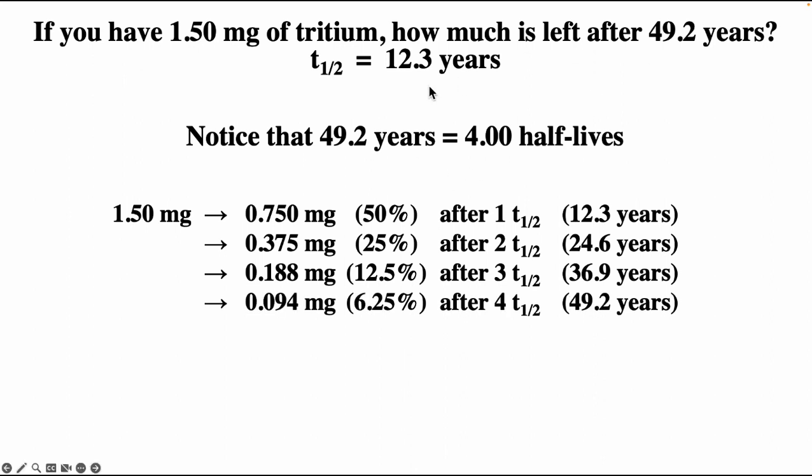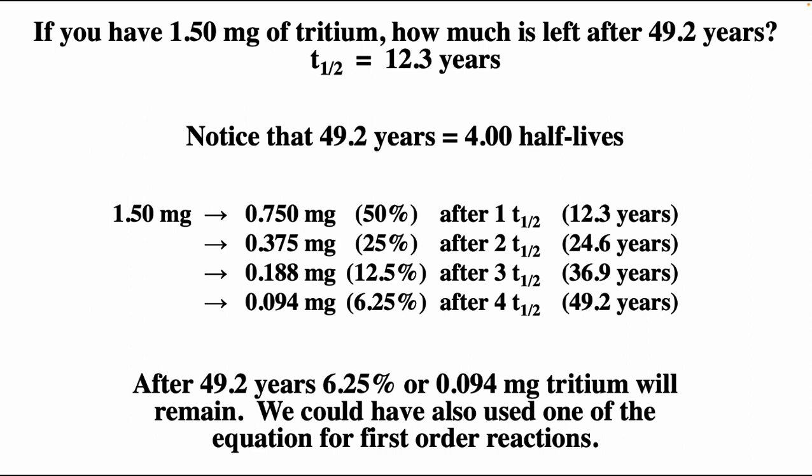And so here we have an integer multiple of half-lives, and so we can use this method. And we see that after 49.2 years, we should have 0.094 milligrams. But again, we can only use this method accurately when it's an integer multiple of half-lives.